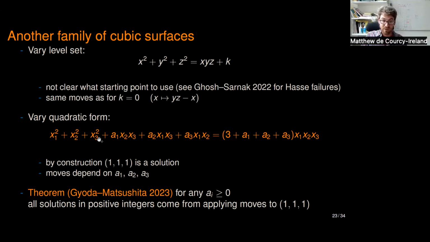If you take this other form with extra off diagonal terms and you adjust the constant 3 to 3 plus the sum, by construction, 111 is now a solution. You get 3 plus a1 plus a2 plus a3 on both sides. So you certainly have solutions, but the moves are different depending on the parameters. So Gyoda and Matsushita showed that if you start from non-negative integers a_i, all the solutions in positive integers come from the basic solution and then the tree of iterated moves from there.